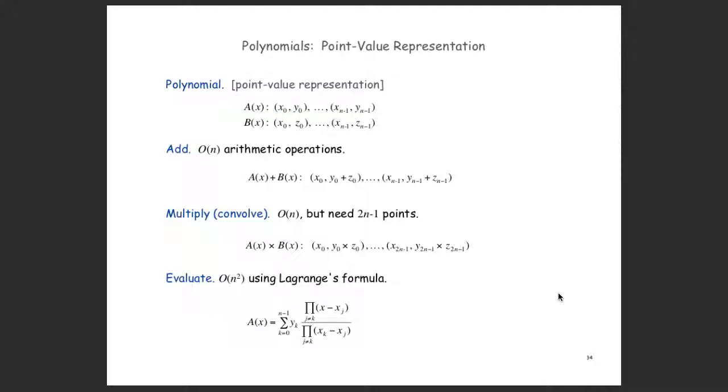I can add in order of n. I just add up the numbers, as long as we are using the same x's, right? The same values of x. Multiplication is order of n, but I'm going to need more points. And evaluating using this horrible formula, it will take me order of n squared.